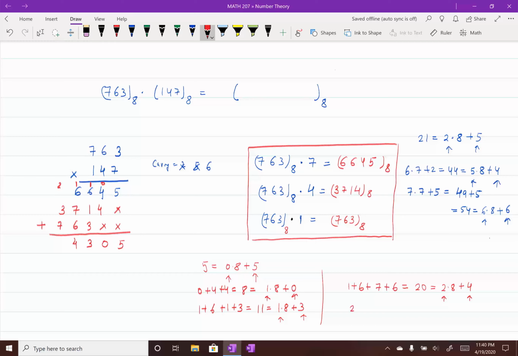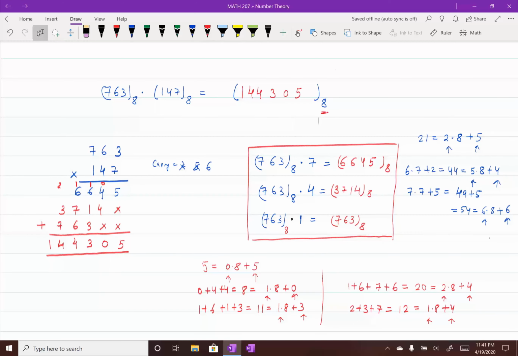Then I'm adding 2 plus 3 plus 7 in the next step, which is going to be equal to 12. 12 I can write as 1 times 8 plus 4. So my quotient is 1 here, remainder is 4 here. So I will put a 4 here and I put a 1 here. So this way I can obtain the product of 763 with the base 8 with 147 with the base 8, and the product of these two expansions is going to be 14305 with the base 8.